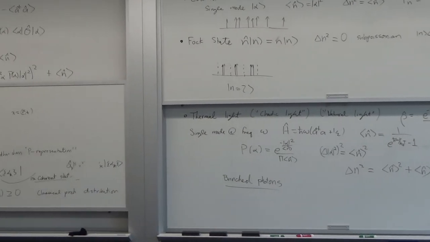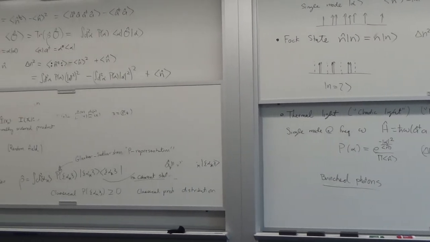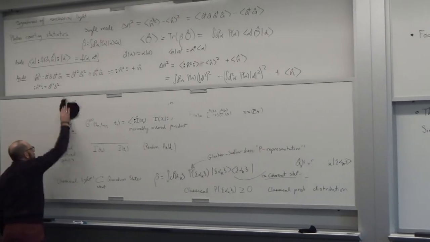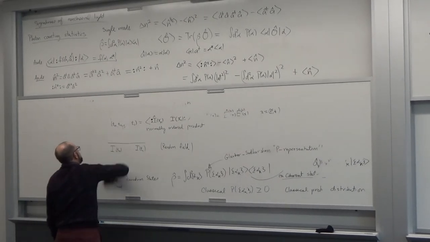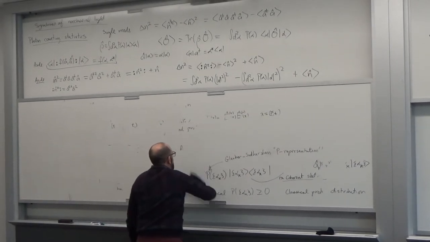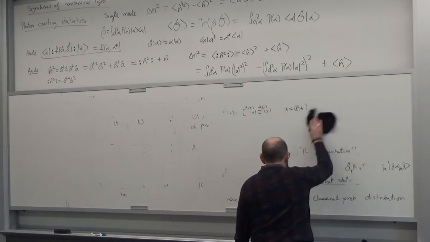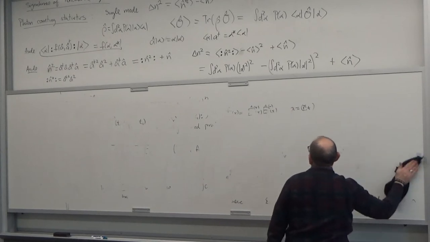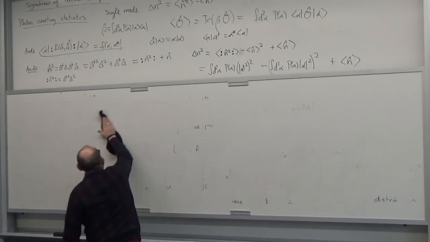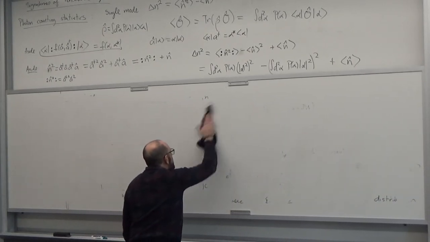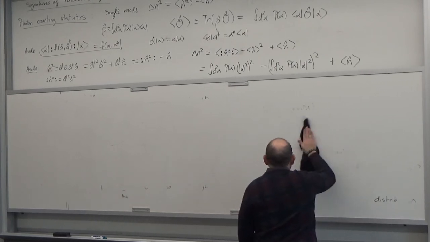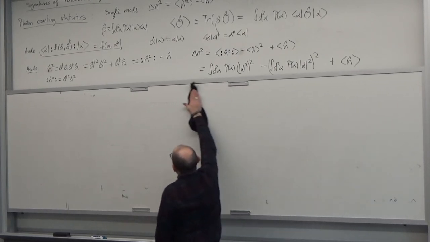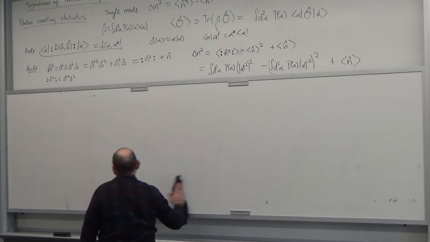So now what we want to do is think a little bit beyond photon counting as the only way we can measure or analyze the light, and thus think about other ways, other signatures you might have of non-classicality in our electromagnetic field.